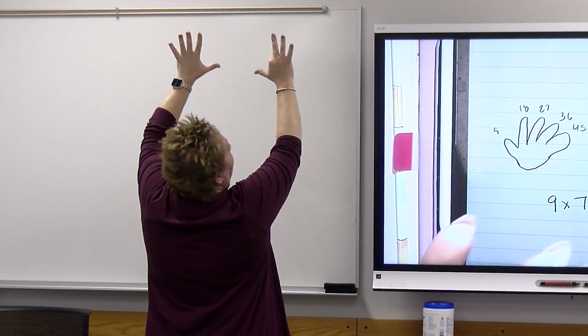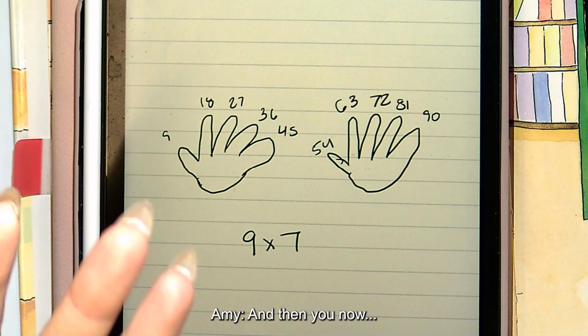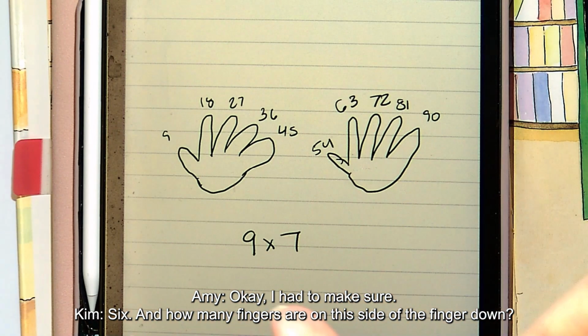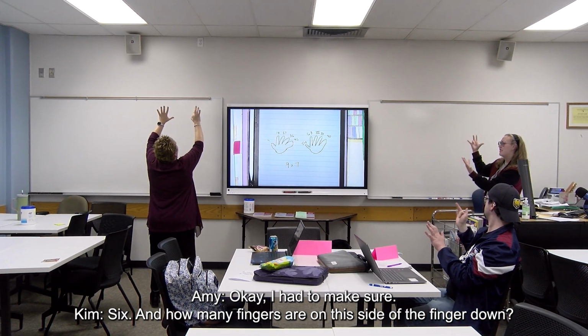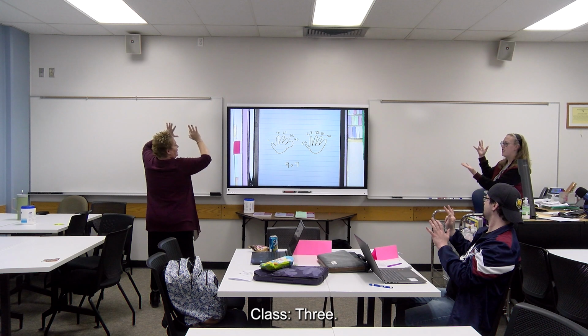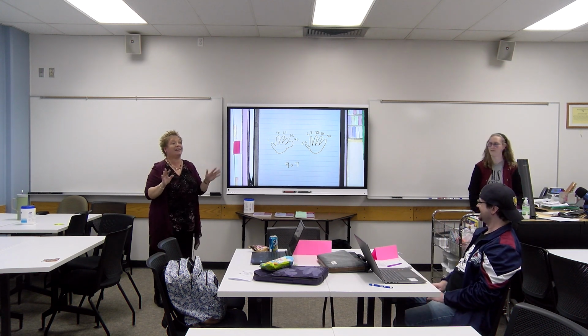Now what do we do? And then how many fingers are on this side? Make sure. Yeah, you have 6. And how many fingers are on this side of the finger down? 3. And what's the answer of 9 times 7? 63. Ooh.